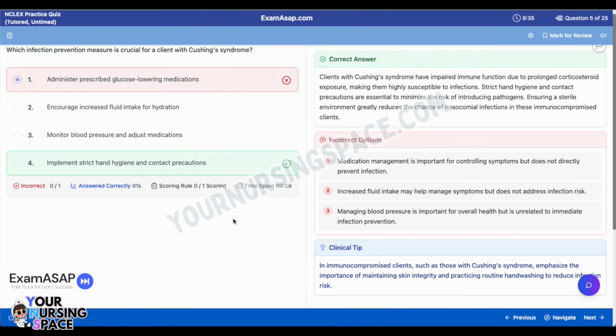Distractor rationales. 1. Medication management is important for controlling symptoms, but does not directly prevent infection. 2. Increased fluid intake may help manage symptoms, but does not address infection risk. 3. Managing blood pressure is important for overall health, but is unrelated to immediate infection prevention. Clinical tip: in immunocompromised clients, such as those with Cushing's syndrome, emphasize the importance of maintaining skin integrity and practicing routine hand washing to reduce infection risk.